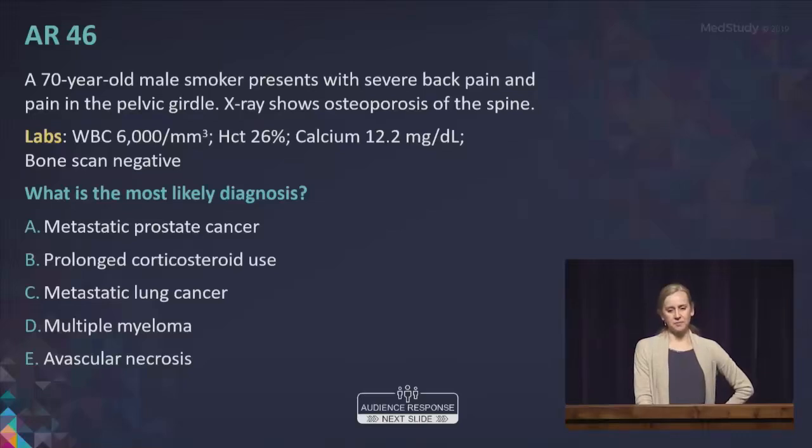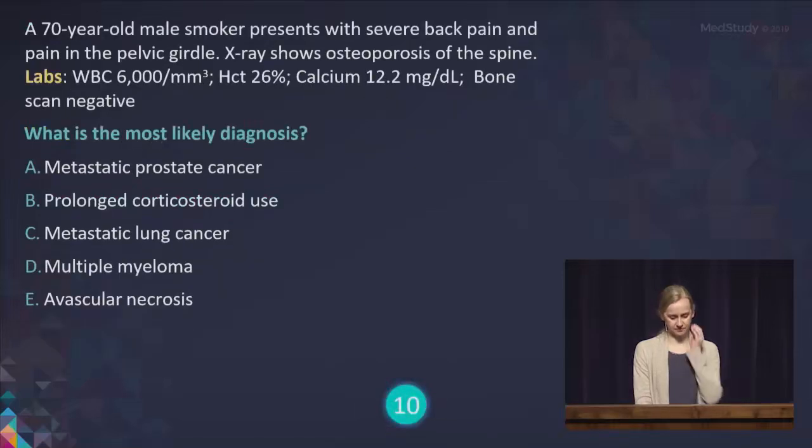A 70-year-old male smoker presents with severe back pain and pain in the pelvic girdle. The x-ray shows osteoporosis of the spine. His white count is 6,000, his hematocrit is 26, his calcium is 12.2, and his bone scan is negative. What is the most likely diagnosis?